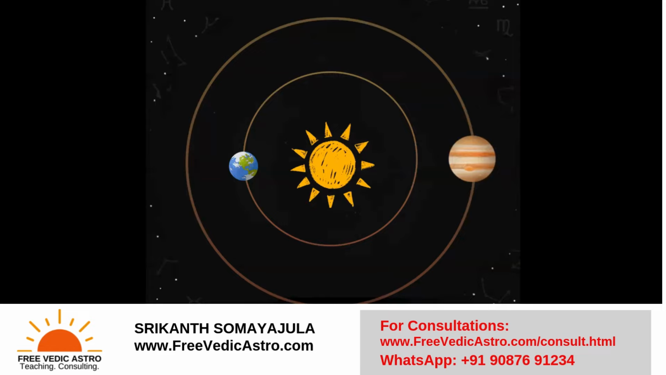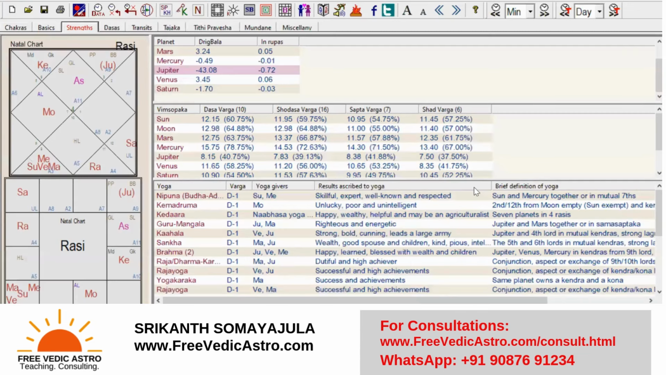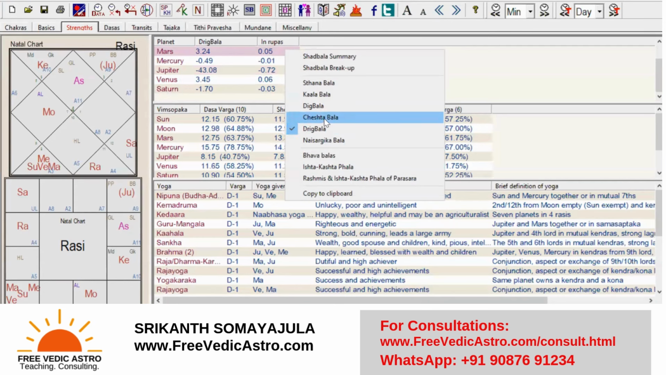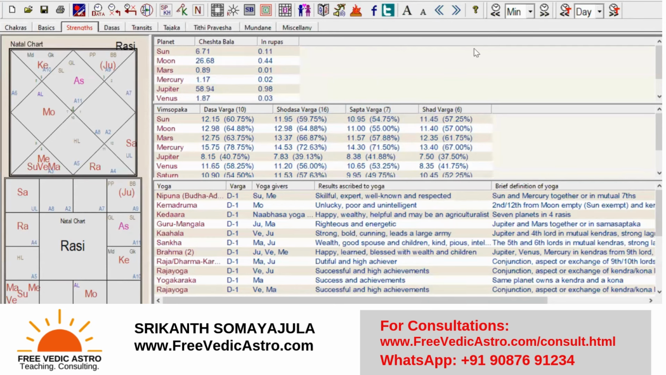Whereas in the retrogression, the planet is trying to do a lot of things, and that is why the Cheshtabala is very high. Okay. Let's see the Cheshtabala. See here. The Cheshtabala of Jupiter right now is 58.94. The maximum Cheshtabala that can come up is 60. Okay, today's chart, Jupiter is in peak retrogression. You know why? Because it is exactly opposite to Sun. Sun is here and Jupiter is here. So you get 60 points.